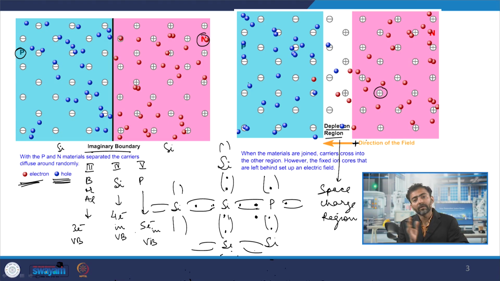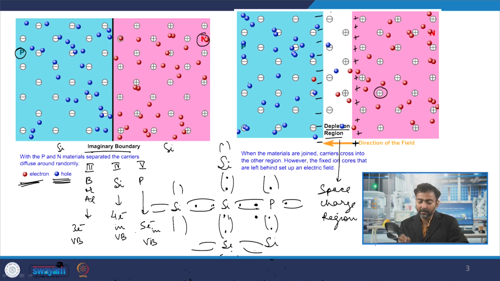Now on the p side you have got excess electrons which have come. So this p side becomes relatively negatively charged. Okay, so that is always the polarity. So in a p-n junction the n side is relatively positively charged because it has lost its electrons, and the p type is relatively negatively charged because it has gained excess electrons.